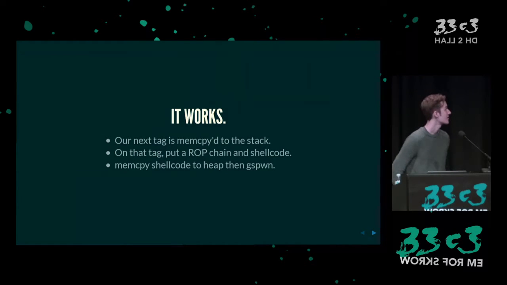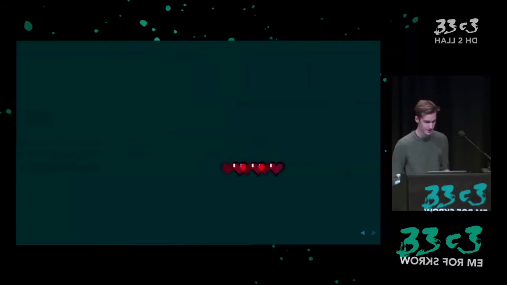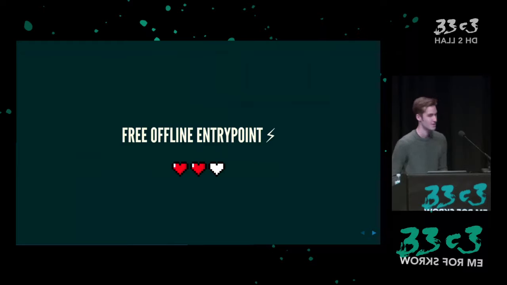So we memcopy the next tag to the stack, and we just specify that size, it mallocs and reads it in for us, and then from there we're done because we can just do a little ROP chain where we memcopy the shellcode to the heap and then use an existing exploit, gspwn, which has been around for a long time, to overwrite the text section and jump there. So there's the first hart.